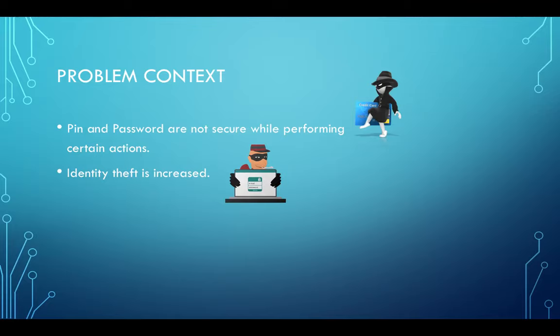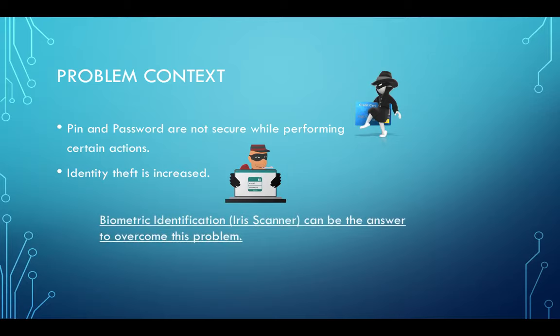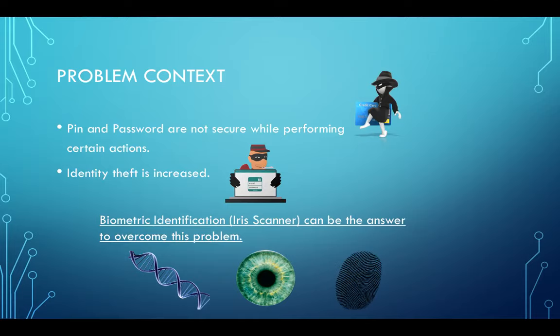The question is how? The answer is biometric identification. Now, what is biometric identification? Basically, biometric identification includes three things which are unique in every human body. Fingerprint, DNA, and iris are the three things unique in every human being. However, DNA is more likely used in forensic science, while fingerprints and iris are used in authentication. But iris is considered more powerful and secure compared to fingerprint.